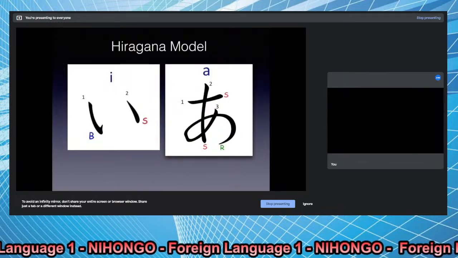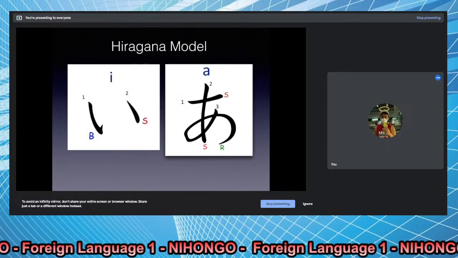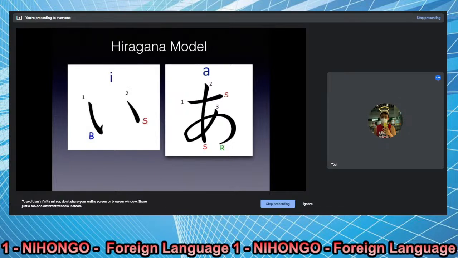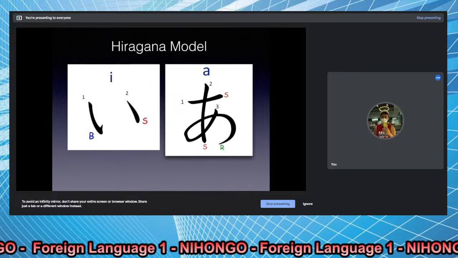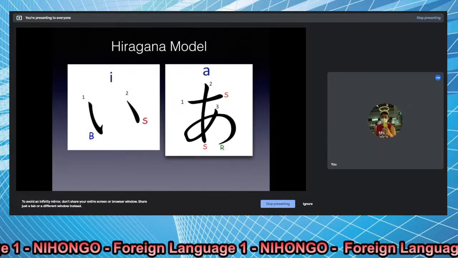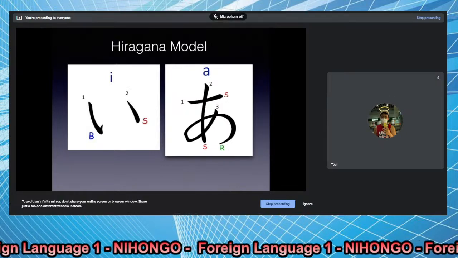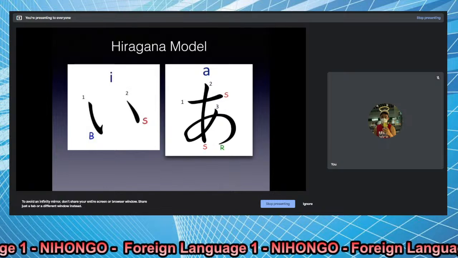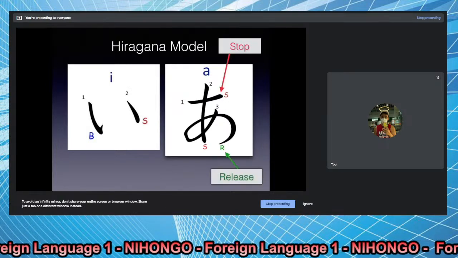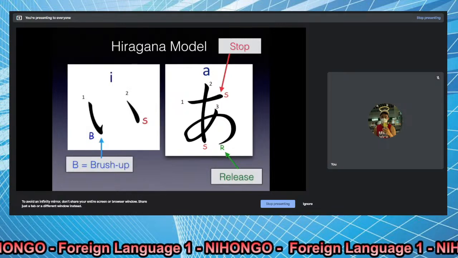As always, each letter will be presented with a model like this. The number indicates stroke order, and I'm going to say the numbers 1, 2, 3, 4 in Japanese in this video. The alphabet letter at the end of each stroke shows how to finish the stroke. The S means stop. The R here means release and the tip of the stroke gets tapered. And then B means brush up.